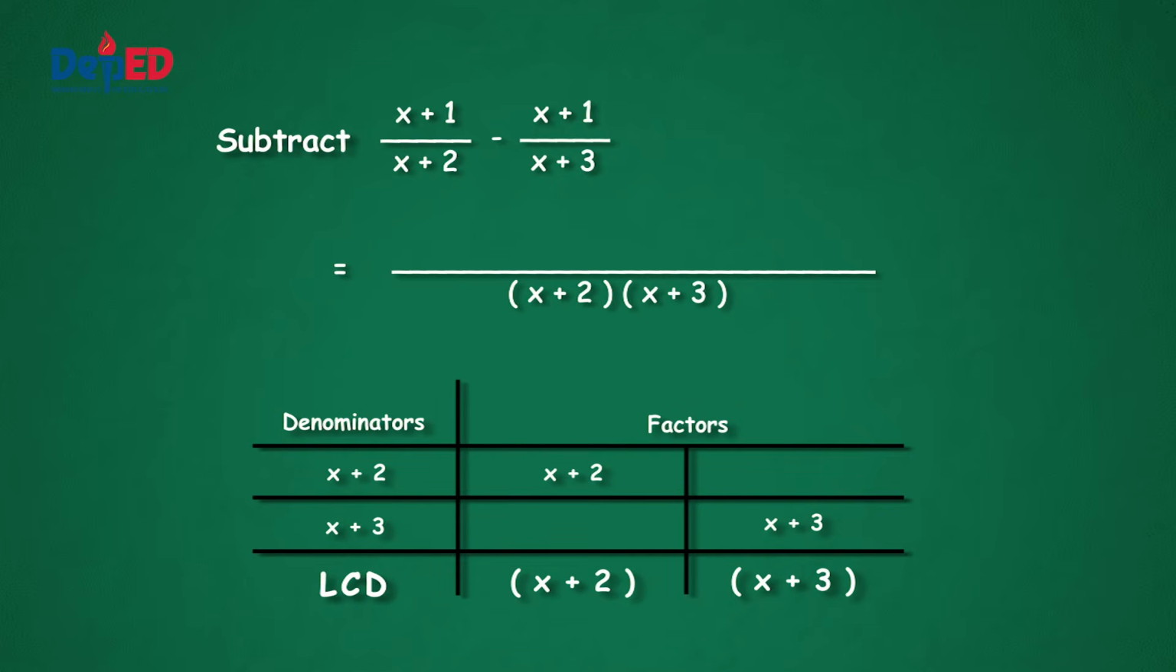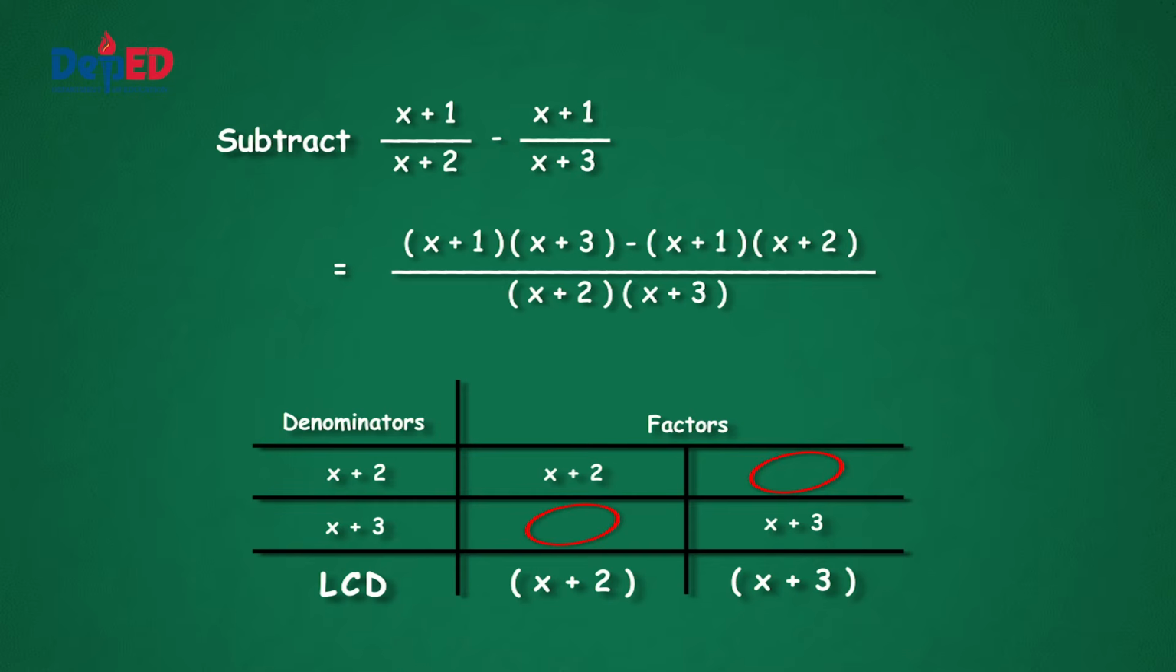Next, what will we multiply to the first numerator? Observe that the row of its denominator is missing x plus 3. So we will have the quantity x plus 1 times the quantity x plus 3. Then we write the subtraction sign in the next numerator, the quantity of x plus 1. Which expression will we multiply to this? The missing factor, which is x plus 2.